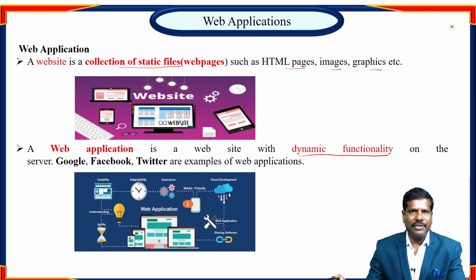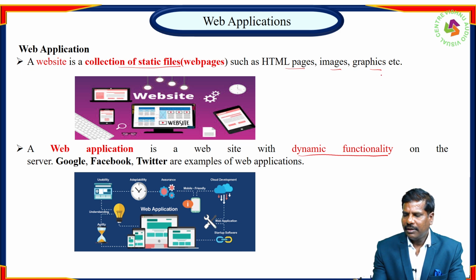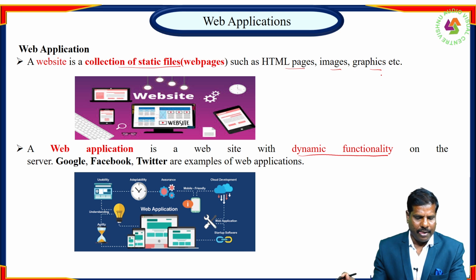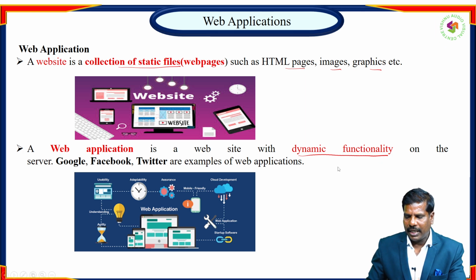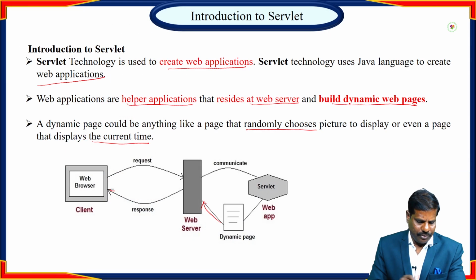Now the web applications. Web applications are of two types, static and dynamic. In static, the website is a collection of static files such as HTML pages, images or graphics. A web application is a website with dynamic functionality on the server. Google, Facebook and Twitter are examples of web applications.